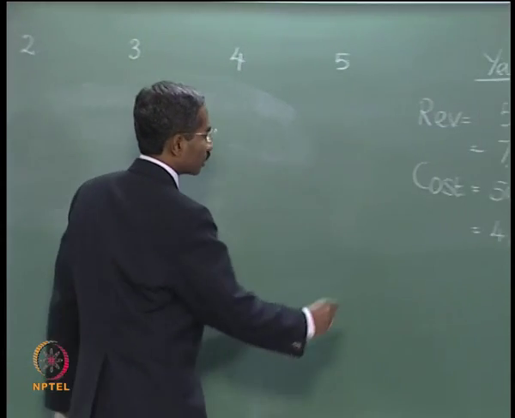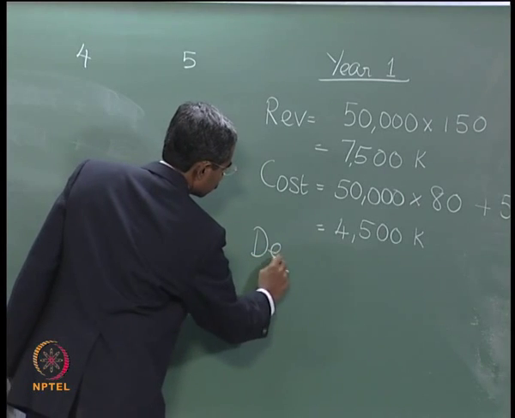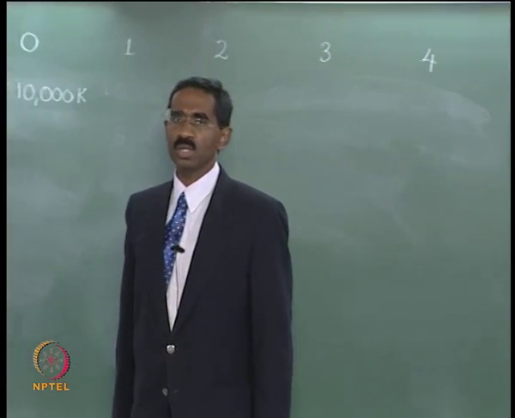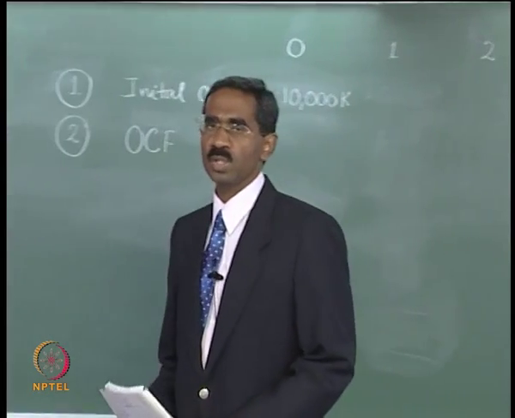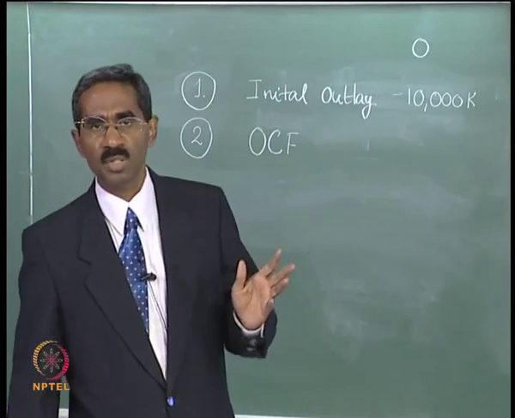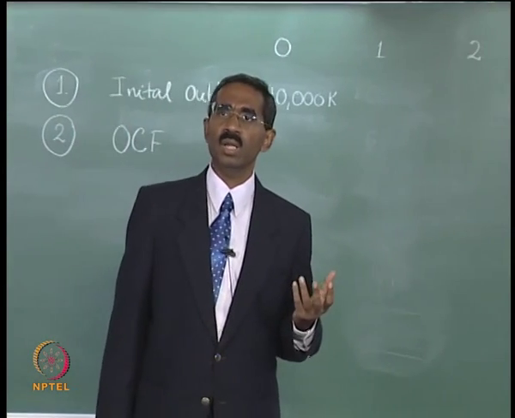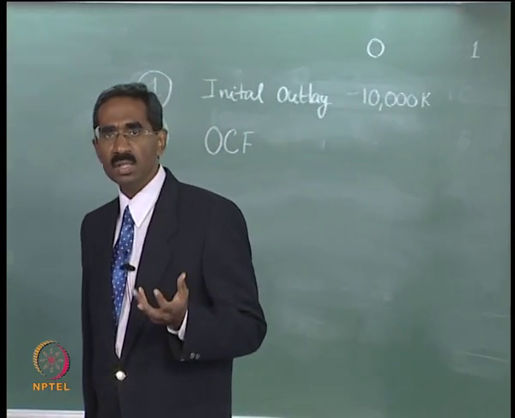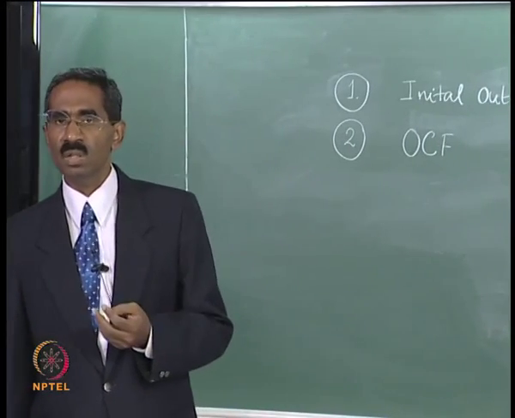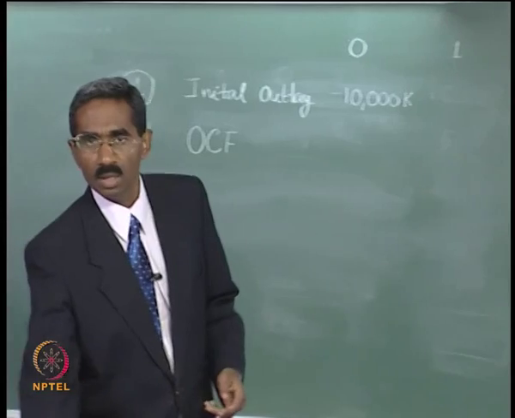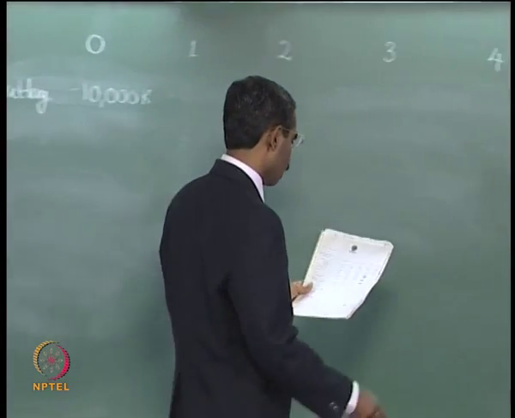Then we have what is called your depreciation. Depreciation is a straight line depreciation with no salvage value. That means we assume that the initial outlay is depreciated equally over all the 5 years. We made an initial outlay of 10 million and this 10 million is depreciated equally in all the 5 years. So that means for every year the depreciation is 2000, right? Every year the depreciation is 2000.